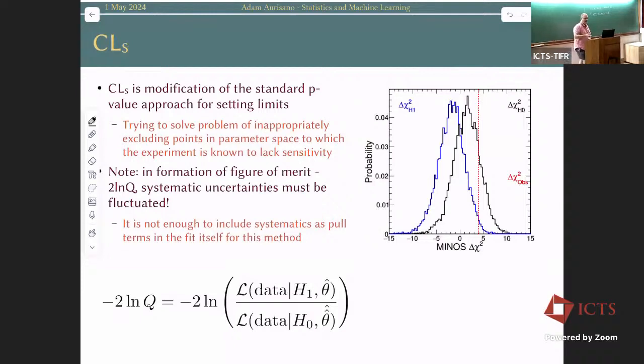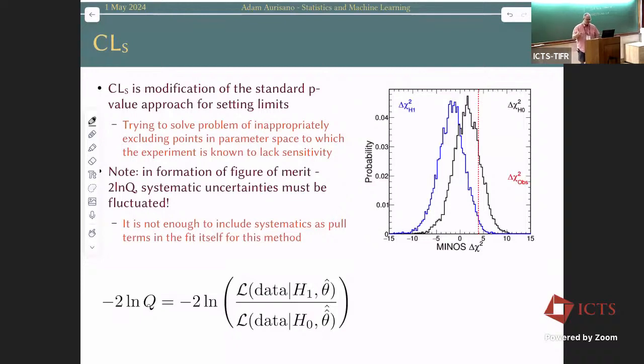So this idea is saying that you should not exclude points in parameter space that you don't have any sensitivity to, right? If you are not sensitive to a given alternative hypothesis, you should not be excluding that point. You should treat that point more as a place where you don't know why you're bad, but you're bad at fitting anything at that point, right? And maybe this is something that you need to dig into deeper, but you shouldn't make claims about a particular model.